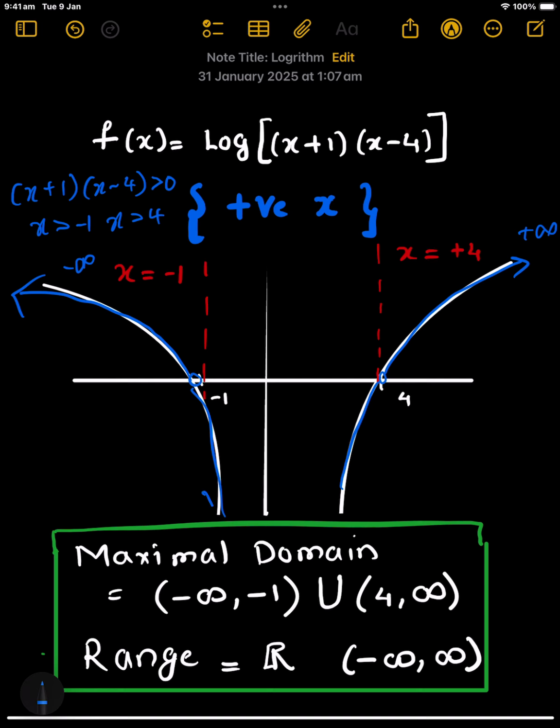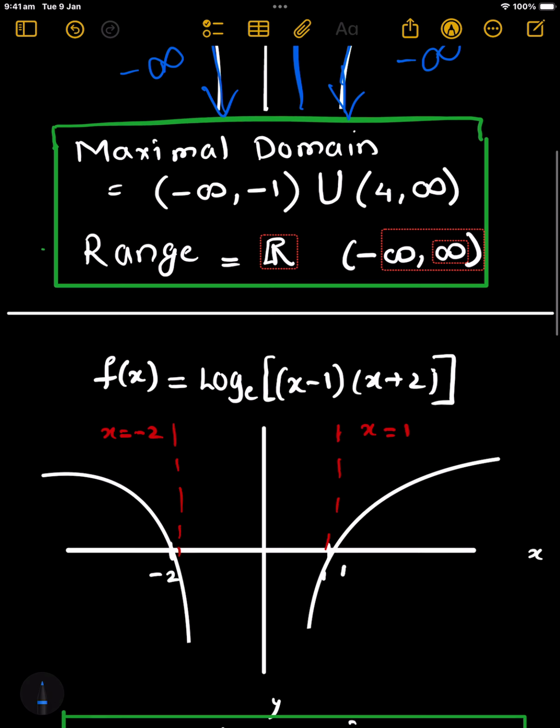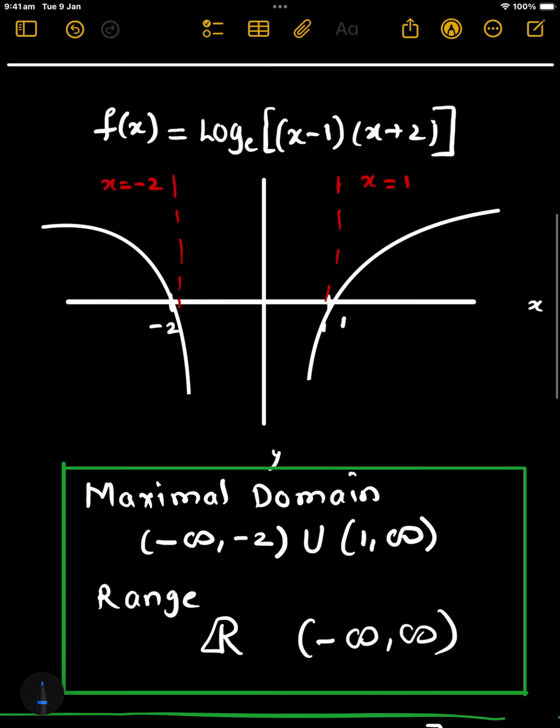And our range also goes down to negative infinity, and it also goes up all the way to positive infinity. So our range is all real numbers, so you can also say negative infinity to positive infinity. So let's go to our next example.